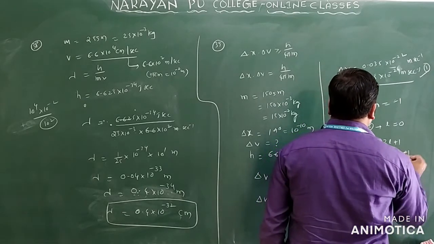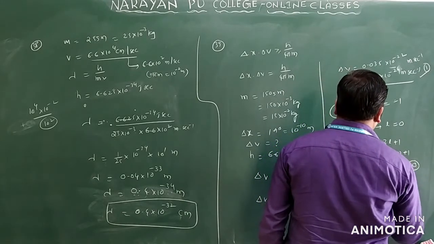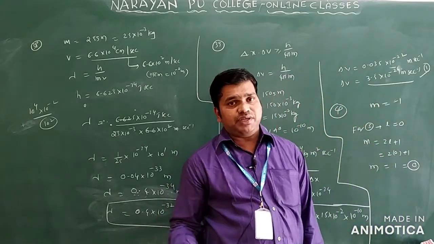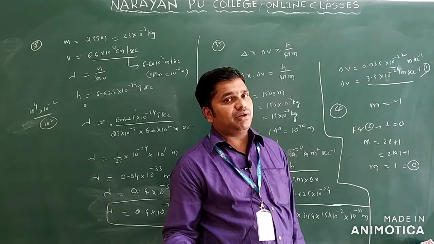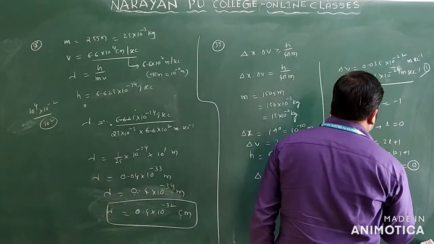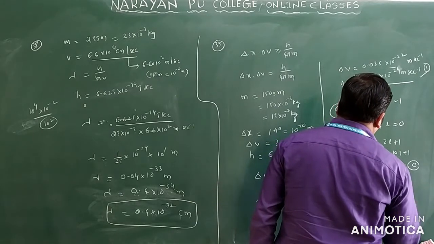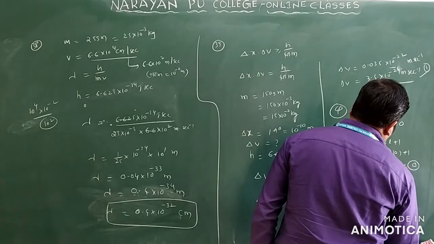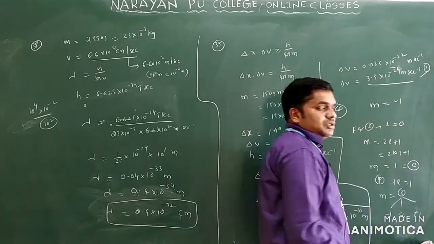This is 2 into 0 plus 1, which is 1. That means M is equal to 0 for the s orbital. For the p orbital, l is equal to 1, so M has 3 values. What are those? Minus 1, 0, and plus 1.